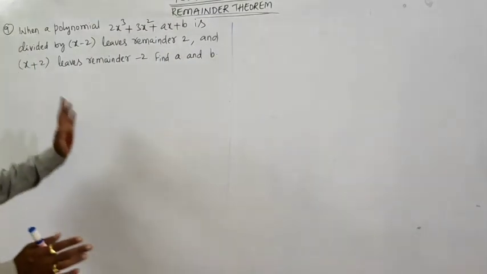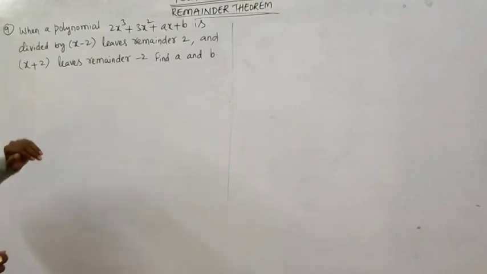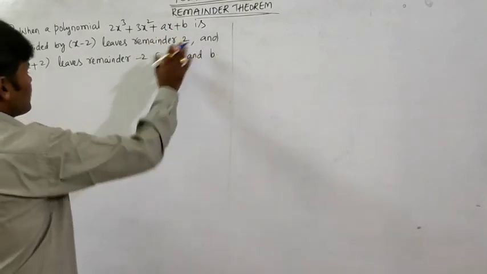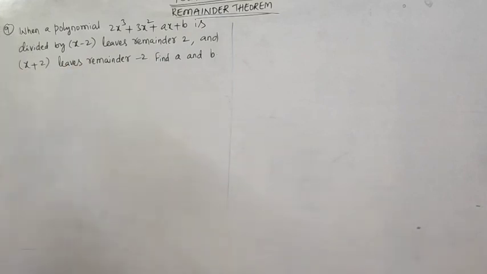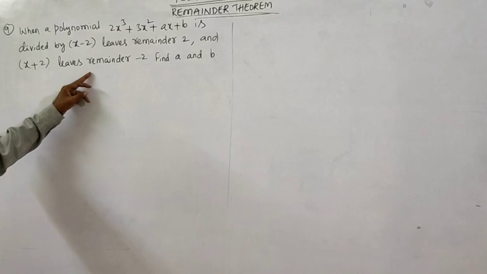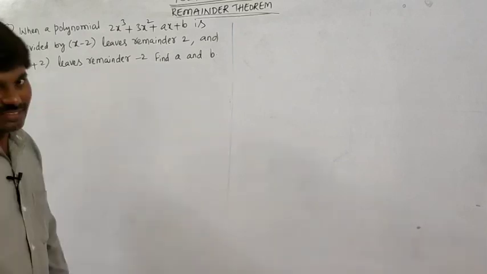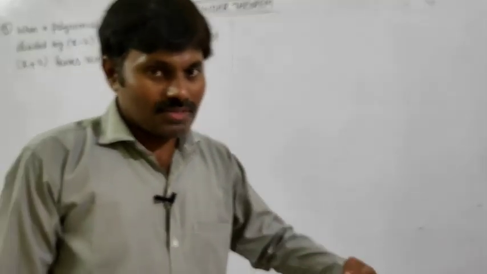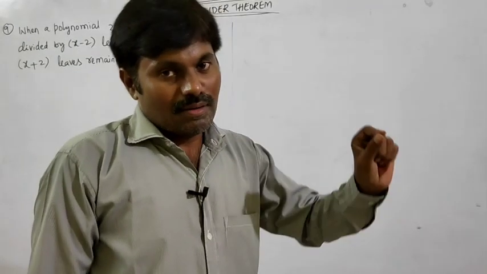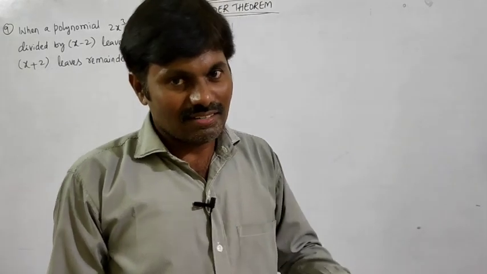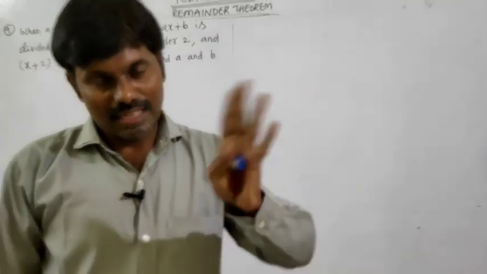So, today's question is: when a polynomial 2x cube plus 3x square plus ax plus b is divided by x minus 2, it leaves remainder 2, and when divided by x plus 2, it leaves remainder minus 2. Find a and b. See, in previous problems, polynomials divided by the same divisor got the same remainder.